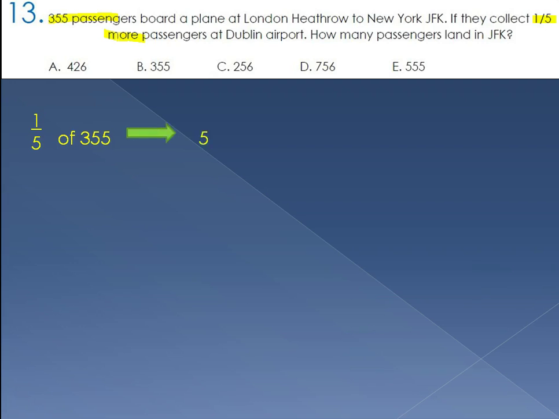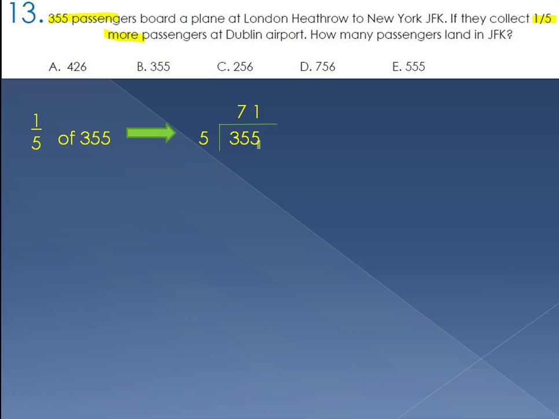How would you do that? You need to do 5 into 355. So dividing, I'm sure you've done this in class as well. 5 into 3 you cannot do. 5 into 35 goes 7 times. And then 5 into 5 goes once. That means a fifth of 355 is 71.